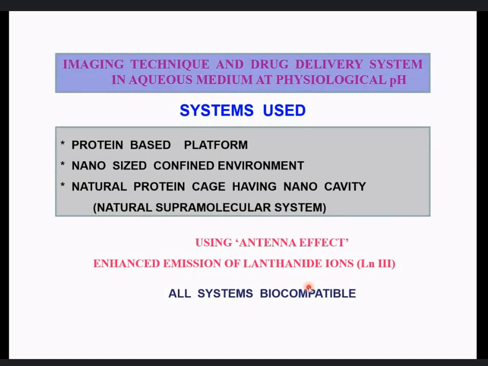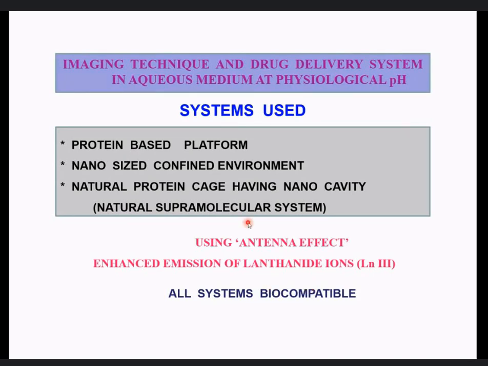And then there is another area of research that people are doing these days, very important research: imaging techniques and drug delivery systems in aqueous medium, and obviously at physiological pH, because if you want to use it as an imaging technique for some disease, that means in a human body, then you have to have physiological pH and it must be in aqueous medium. Many imaging techniques that people have prepared are not in aqueous medium, they are solid state, but those are not very useful.